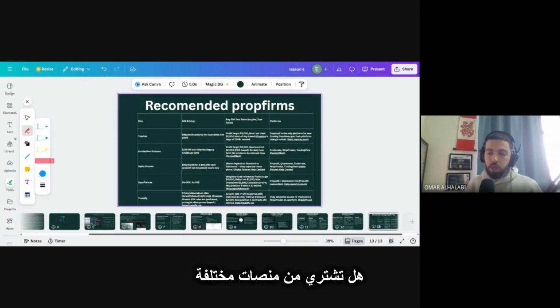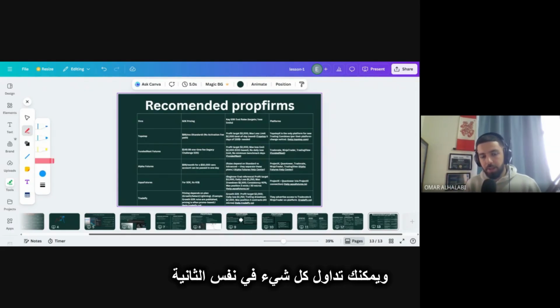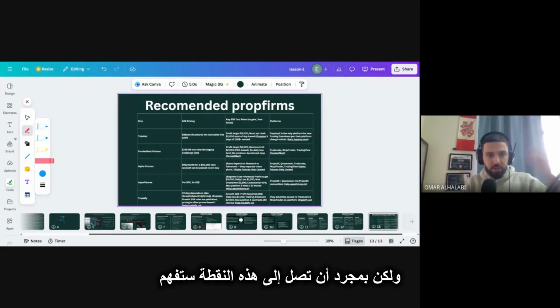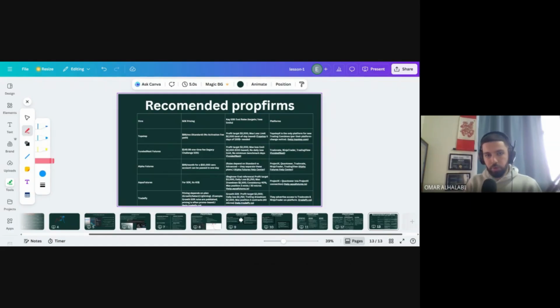But what you do is you buy from different platforms, and then if you want to trade, let's say 10 accounts at the same time, there's something called a trade syncer, and you can trade everything at the same second. Okay. Yeah. But once you get to that point, you understand more how the mechanics of it work.